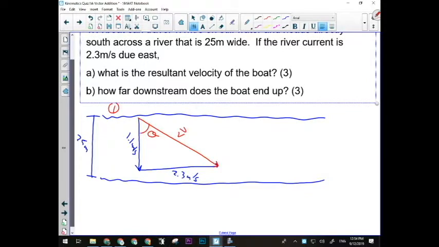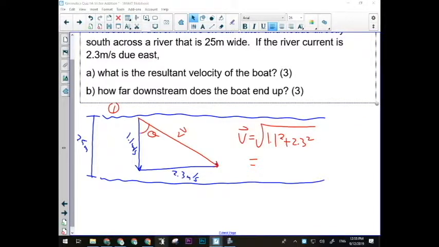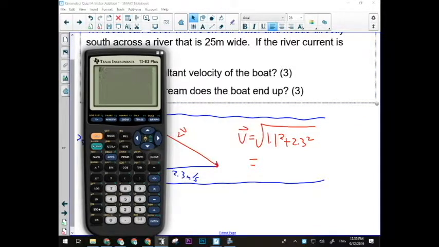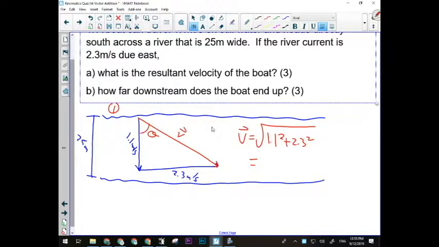Okay. So in order to calculate V, the first thing I need to do is Pythagorean theorem. So that'll be 1.1 squared plus 2.3 squared. All right, so we're looking at 2.550, okay, for that. Meters per second, 1 mark for that.